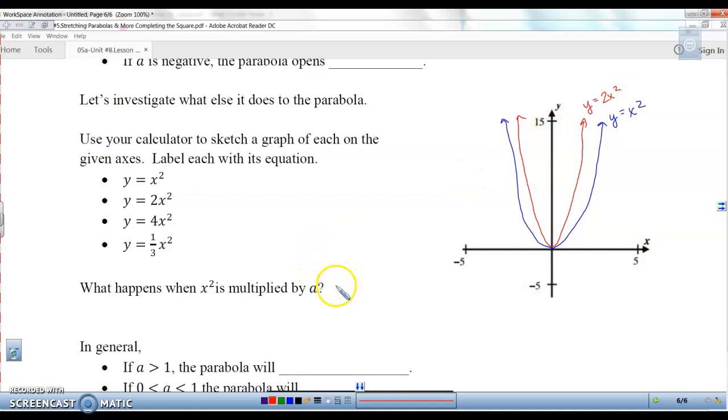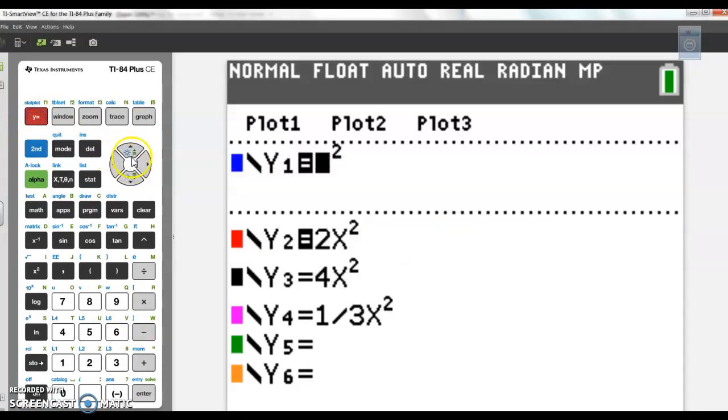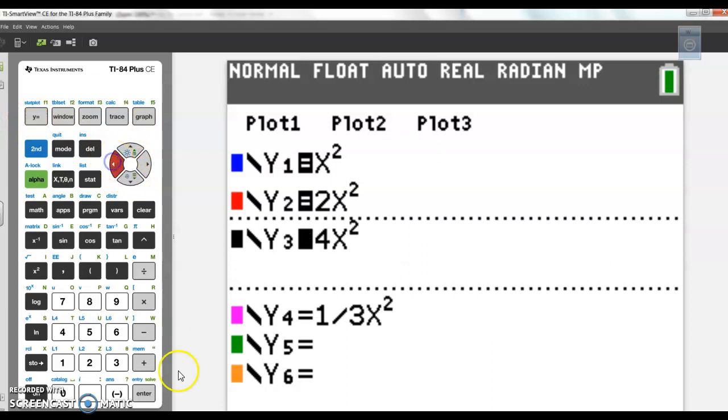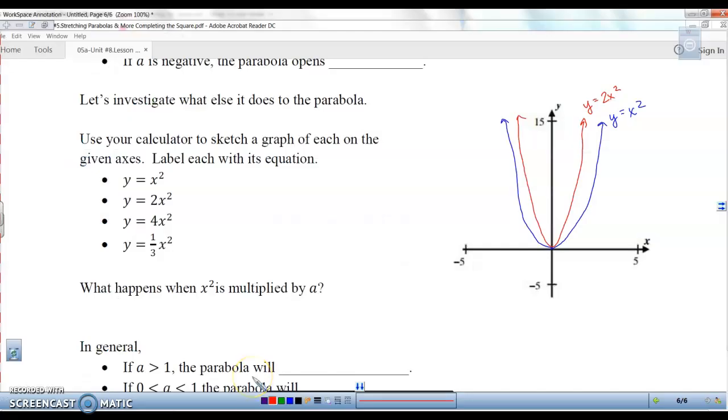All right, y equals 4x squared. What do you think is going to happen there? Well, let's try it out and see. Y equals 4x squared. I'm going to go down to this one and graph it. Oh, it got even narrower. You can see right here, it's the black one. So I have a black one here, even narrower like that. So we can see what's happening with the leading coefficient. That's y equals 4x squared, so it got even narrower.